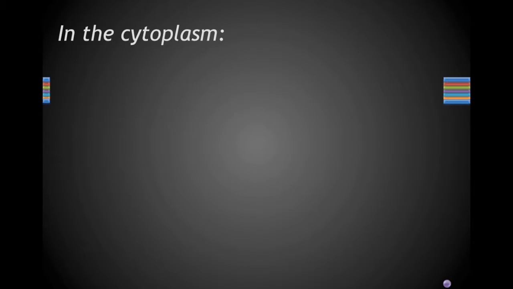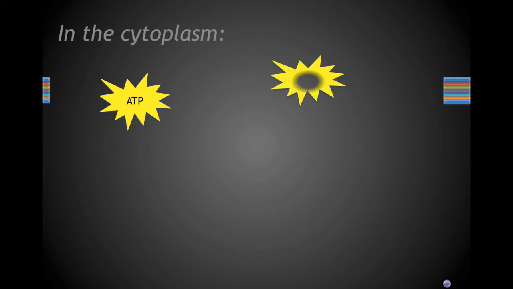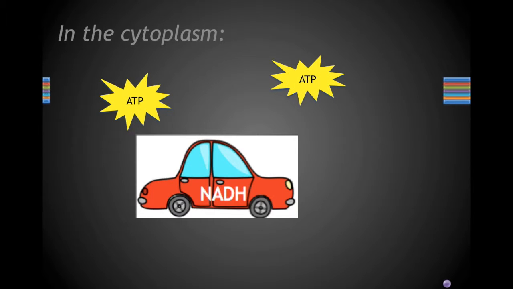The breakdown of sugar first starts in the cytoplasm of our cells, where a few ATP are made. Here is also where NADH is generated for the first time. This molecule is a vehicle that carries the energy stored in glucose to generate large amounts of ATP. This energy is carried in the form of electrons in a reaction called reduction reaction of NAD+.